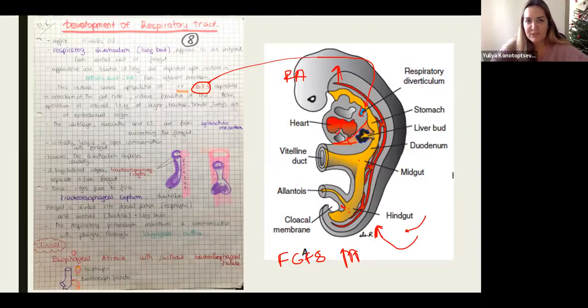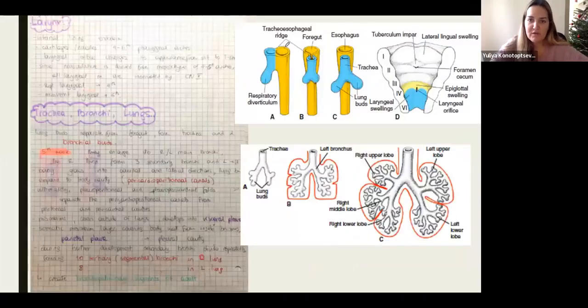When the respiratory diverticulum arises from the endoderm of the foregut, originally the two lumens are connected. So we can see that this is the lumen of the foregut and this is the lumen of the respiratory diverticulum. Of course, this is not what you want. You don't want your digestive system and respiratory system to have a common orifice. You want to separate them. You do that with the help of the tracheo-esophageal ridges.